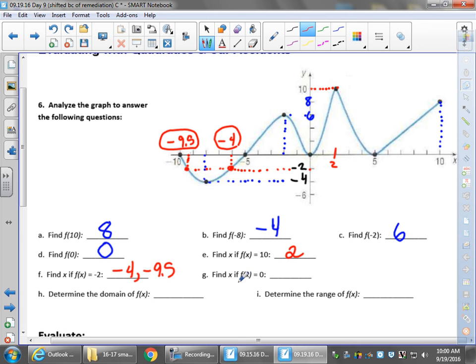Lastly, for G, it says find x when y equals 0. So now I'm saying when my y value, right? So y is 0, where's x? I actually have 4 answers for this. When y is 0, x is negative 10, negative 5, 0, and 5. Because again, 0 on the y-axis is right here, and I have to look for my graph, and it hits 4 times. At x is negative 10, negative 5, 0, and then again at 5.